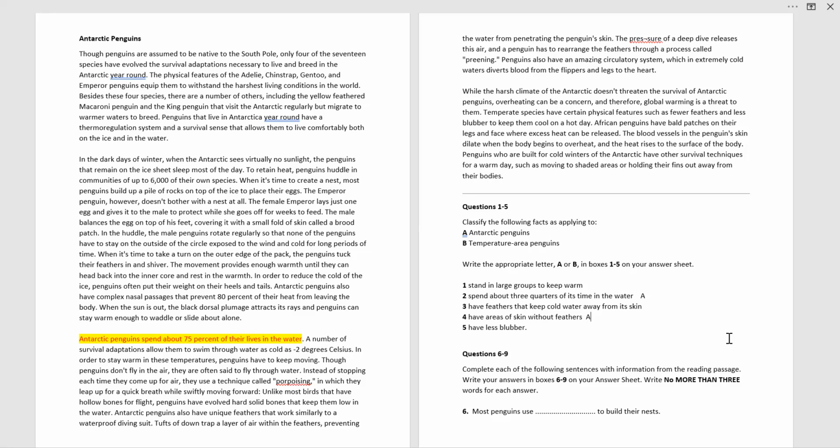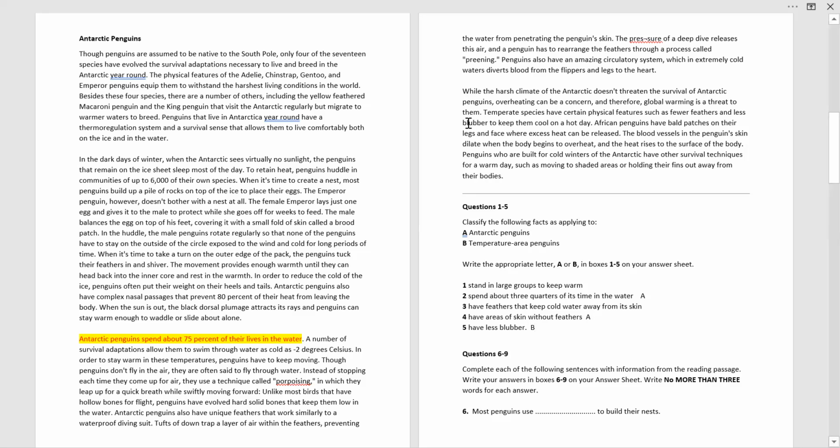While the harsh climate of Antarctica doesn't threaten the survival of Antarctic penguins, overheating can be a concern, and therefore global warming is a threat to them. Temperate species have certain physical features such as fewer feathers and less blubber. So having less blubber is a temperate area penguin feature. So that makes B the answer here.